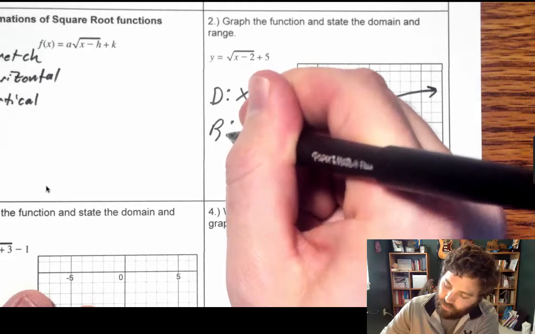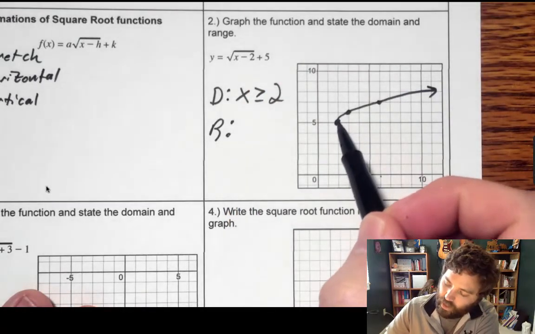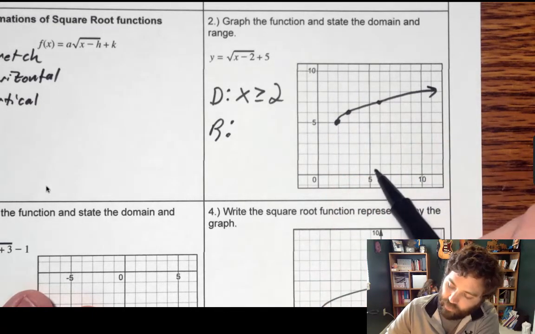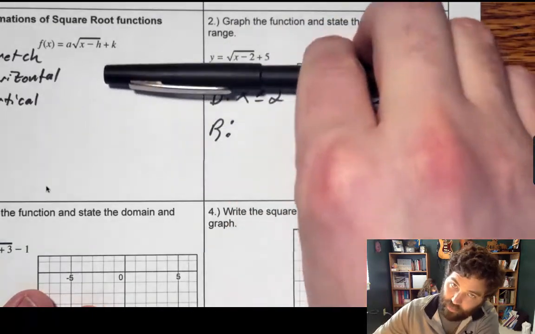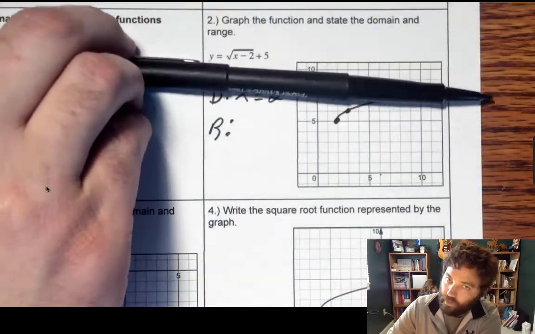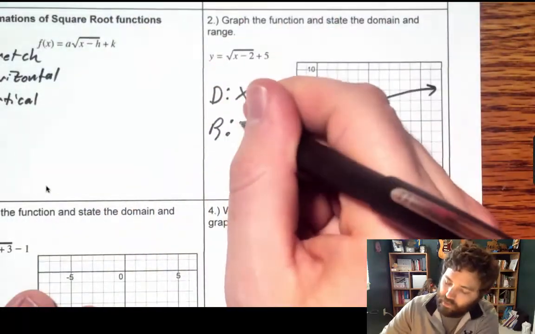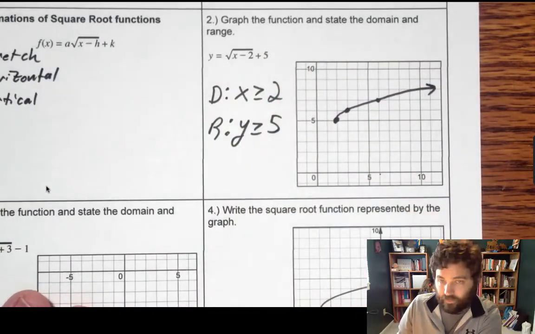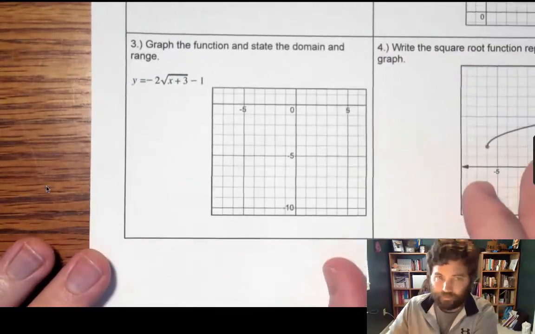And then the range is going to be all the y values covered by the graph. So we can see the graph starts here at y equals 5 and goes up from there, goes up forever. So all of these y values up here are covered by the graph. So we'd write that y is greater than or equal to 5. And that's it for the domain and range on that one.